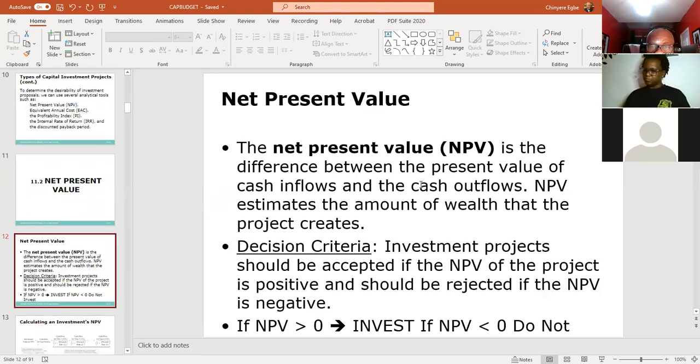All right. So the method we're going to learn about first is the net present value method. Okay. The net present value method is the difference between the present value of cash inflows and cash outflows. Very simple. Okay. If the net present value of an investment is greater than 0, if the net present value is positive, then we invest in the asset. If the net present value is negative, then we do not invest.